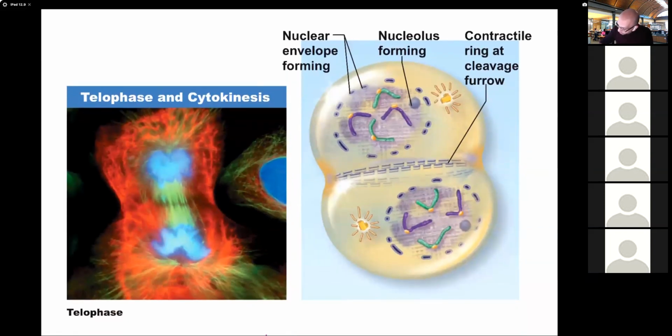What happens next? Those mitotic spindle fibers that were attaching the chromosomes now will degenerate. The nucleolus appears next to those chromosomes, and a nuclear membrane starts to get formed around the two groups. So now the cell has two nuclei. We call this phase telophase.